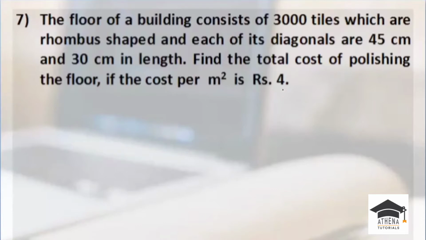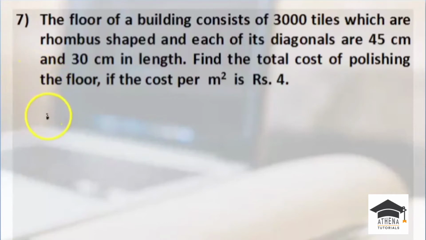Here, we can easily find the area of one tile since they have given the length of the diagonals. They have said that the tile is of shape rhombus. What is the formula to find the area of rhombus? That is half into diagonal 1 into diagonal 2. We know the values of both the diagonals, right? That is 45 cm and 30 cm. Hence, we can find the area of one tile. And by finding the area of one tile, we can find the area of the entire floor, that is 3000 tiles. So, let's get started now.